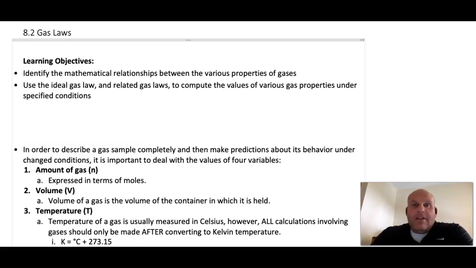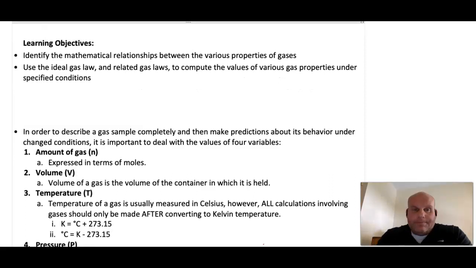Here we are with the video for Chapter 8, Section 2, Gas Laws. The learning objectives are listed here for you. Please pause the video and write those down in your notes.